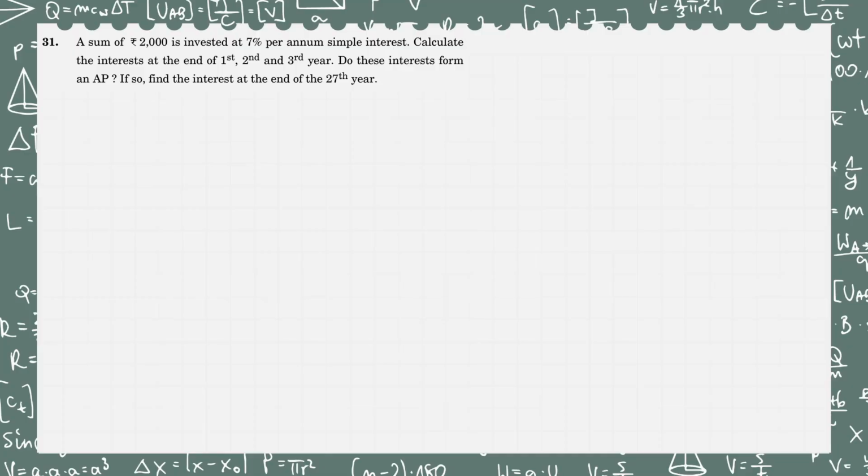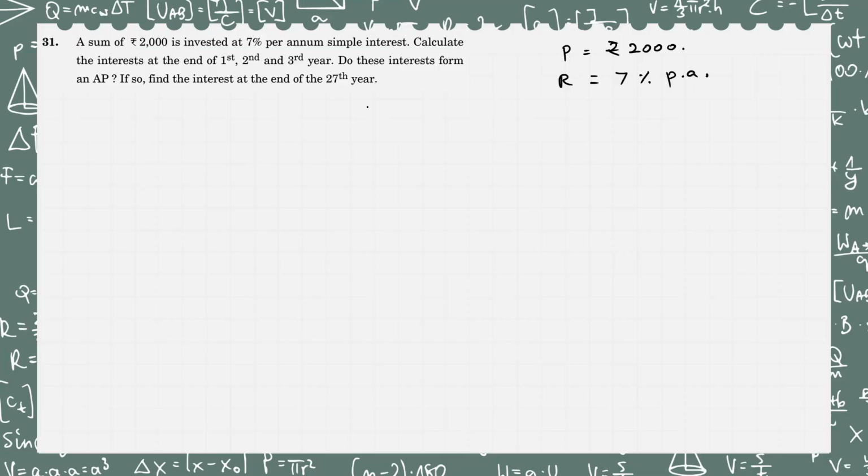Sum number 31. A sum of rupees 2000 is invested at 7% per annum simple interest. Calculate the interest at the end of first, second and third year. Do these interests form an AP? If so, find the interest at the end of the 27th year. Okay, so now let us understand the thing. We are investing rupees 2000. So that is our principal. Okay, and the rate percent is given as 7% per annum.